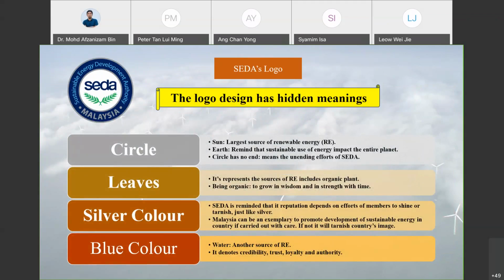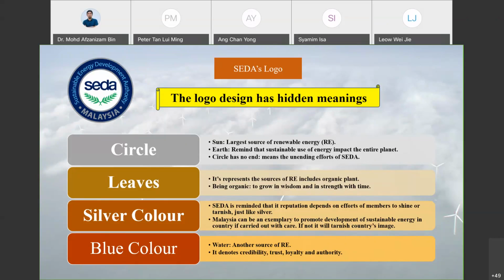The SEDA logo has hidden meanings. For example, the circle represents the sun, which is the largest source of renewable energy. The circle can also be considered as the Earth, reminding us that the sustainable use of energy impacts the entire planet. The circle has no end, which means the unending effort of SEDA. And the leaf represents the sources of renewable energy, including organic plants, and being organic, to grow in wisdom and in strength with time.